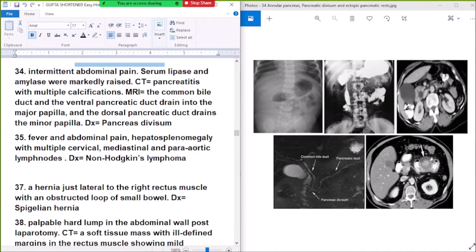Question number 34. Intermittent abdominal pain. Serum lipase and amylase were markedly raised. CT shows pancreatitis with multiple calcifications. MRI: the common bile duct and the ventral pancreatic duct drain into the major papilla, and the dorsal pancreatic duct drains into the minor papilla. Diagnosis: pancreas divisum.